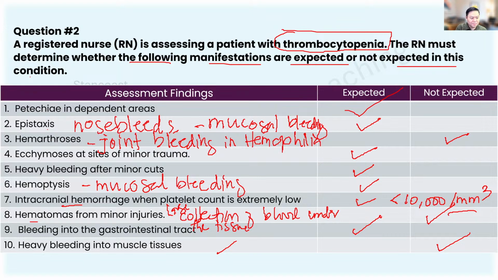Okay. All right. I hope that you're able to answer the majority of the items correctly. Let me check your answers.